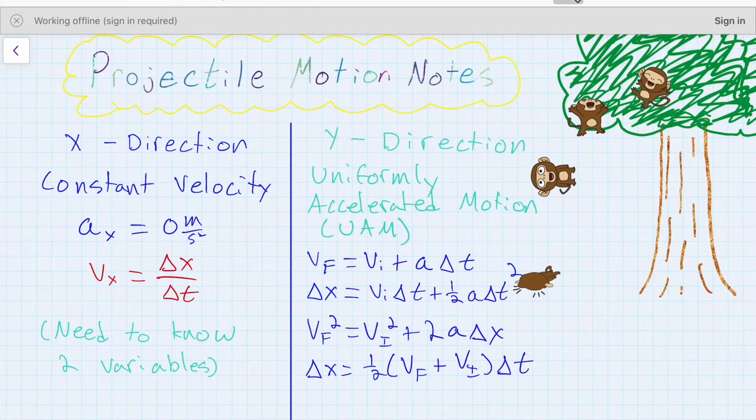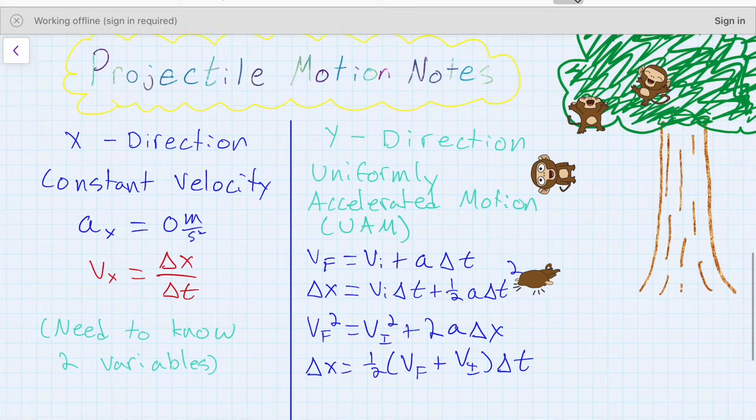And keep in mind, all of these variables are in the vertical direction. So if we see delta x or displacement, that is the vertical displacement, not the horizontal displacement. If we see acceleration, that's going to be g, or minus 9.8 or minus 10 meters per second squared, okay? And one thing to note for these equations is that all of these variables are vectors with the exception of time.